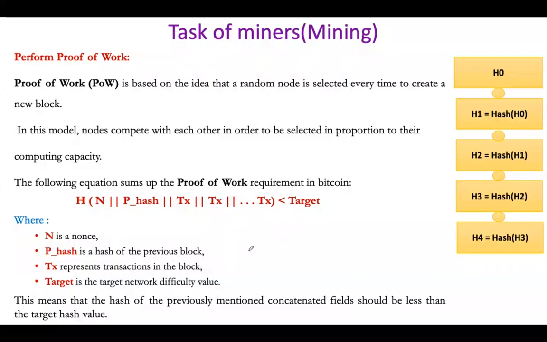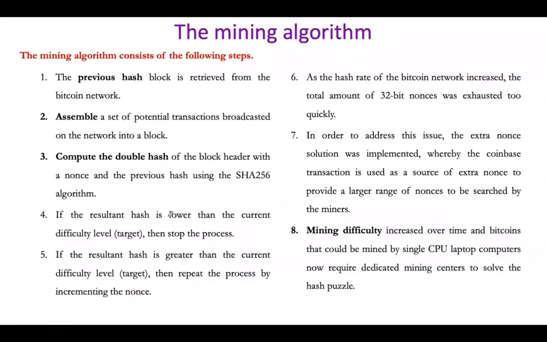This means that the hash of the previously mentioned concatenated fields should be less than this target hash value. The only way to find this nonce is the brute force method. Once a certain pattern with a certain number of zeros is met by a miner, the block is immediately broadcast and accepted by other miners.